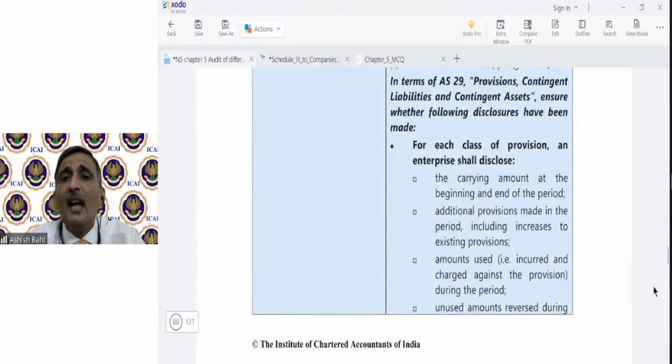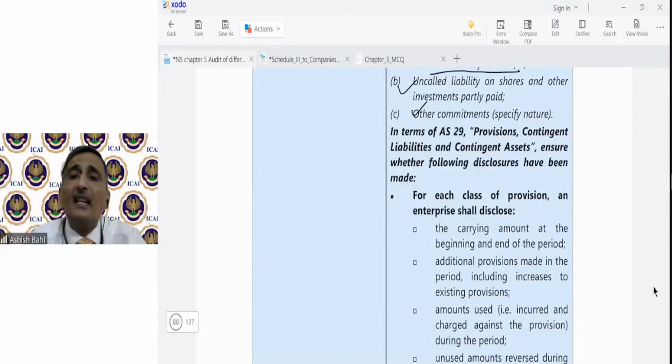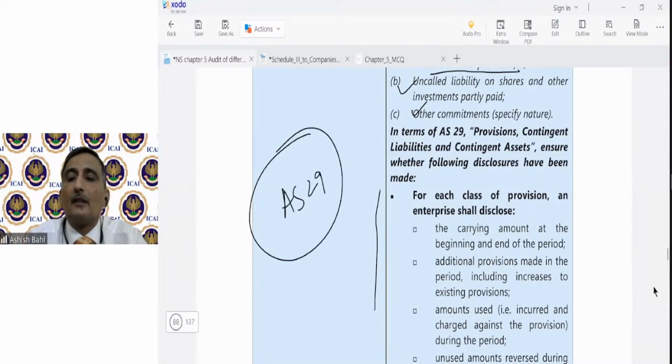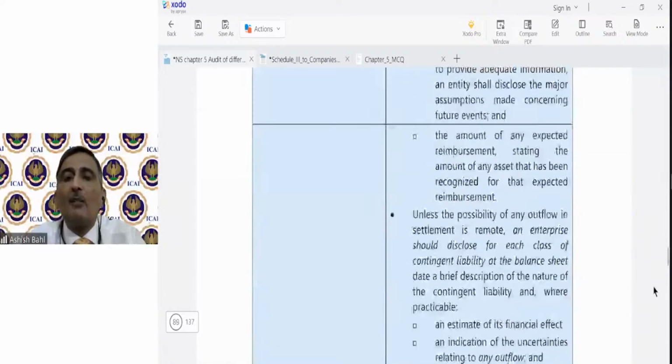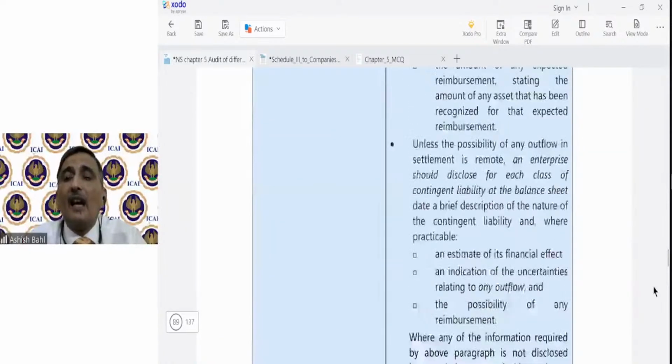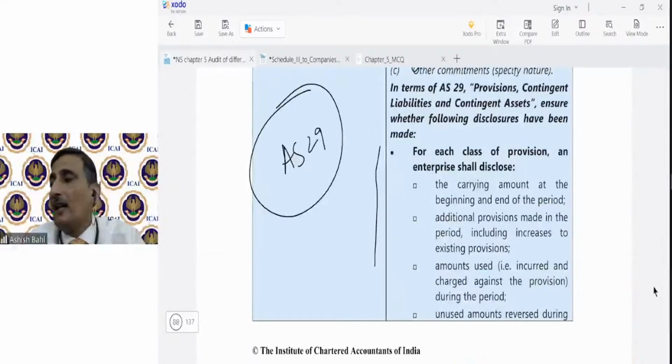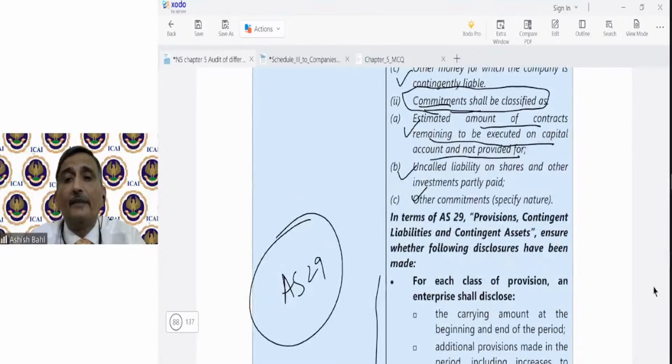And in accordance with AS 29, the following disclosures have to be made. So these you would be reading in AS 29. So all disclosures which are required to be made in AS 29, these are required to be made. You have to understand. So these disclosures you would be reading in your accountancy classes. So I am not duplicating it.